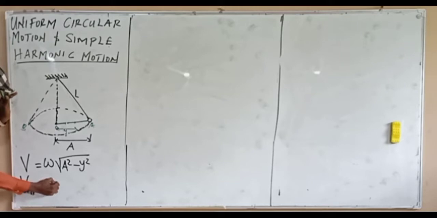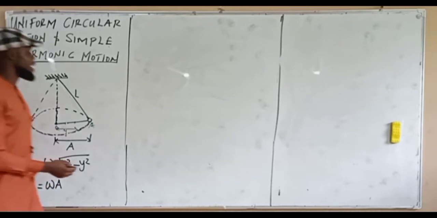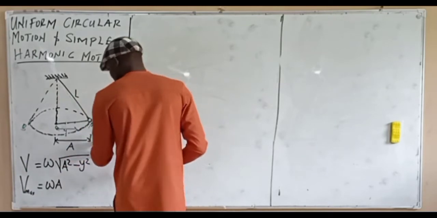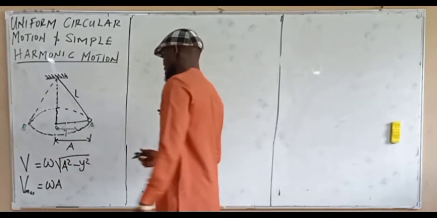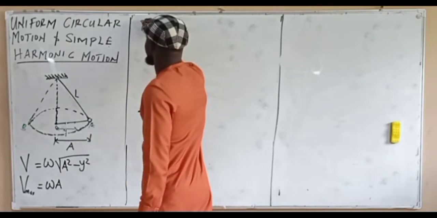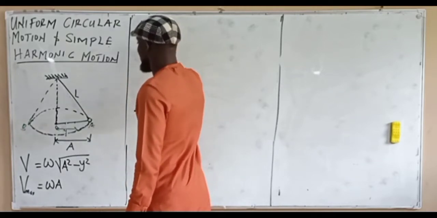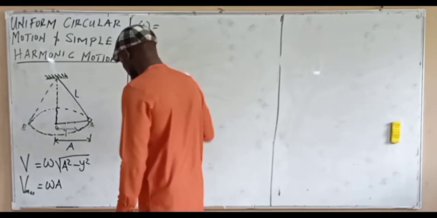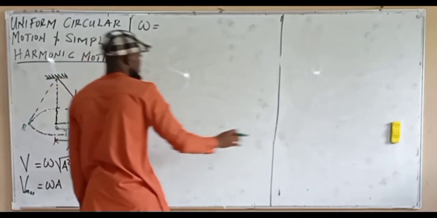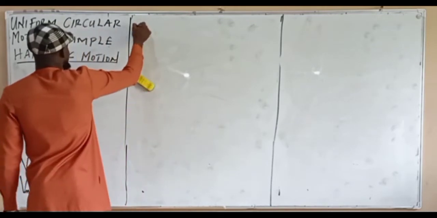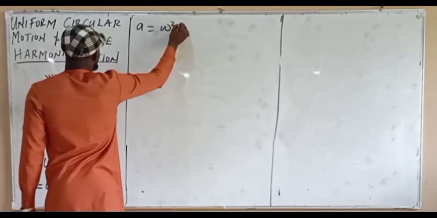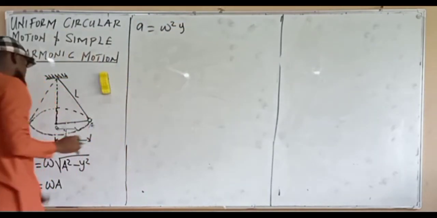Then you have W times the amplitude, which is A, or the R. If it's equal to R, which is radius, it will be W times radius. Then, what about the acceleration of the body? Acceleration of the body is the same thing as W arrow or WY. Acceleration will be equal to W squared Y. That will give us the acceleration.